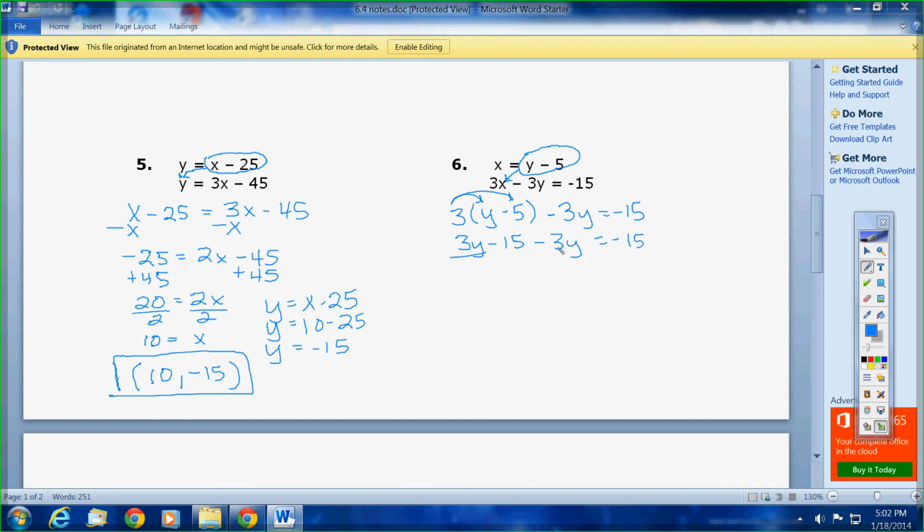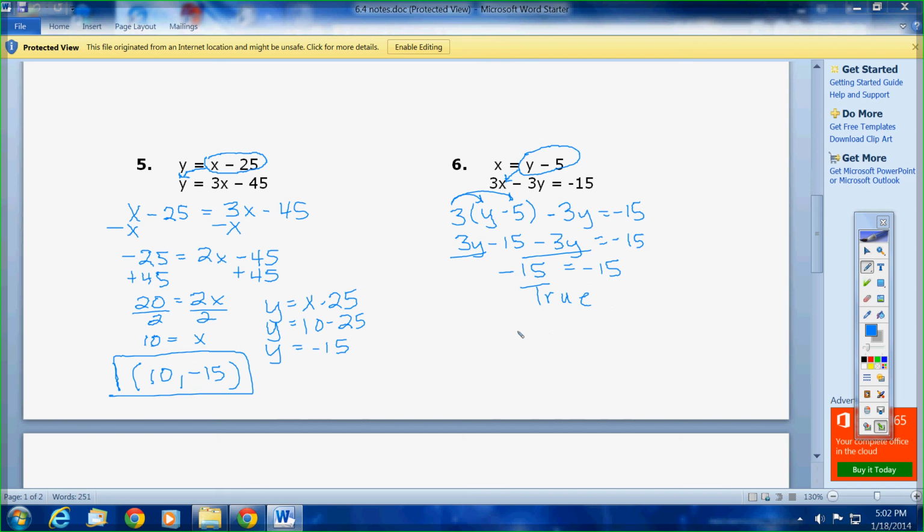Okay, when I combine like terms, I get 0. 3y minus 3y is 0. So I have negative 15 equals negative 15. This is one of those special cases that we talked about last class period. Is this a true or false statement is what you need to ask yourself next. Well, it's true. Negative 15 is equal to negative 15.